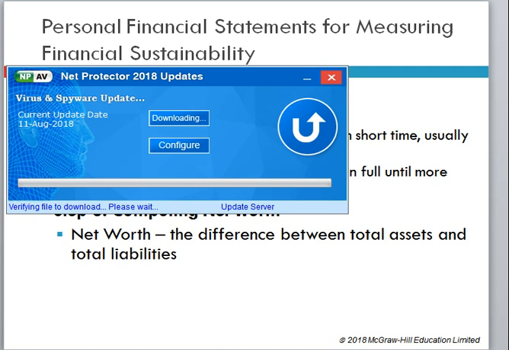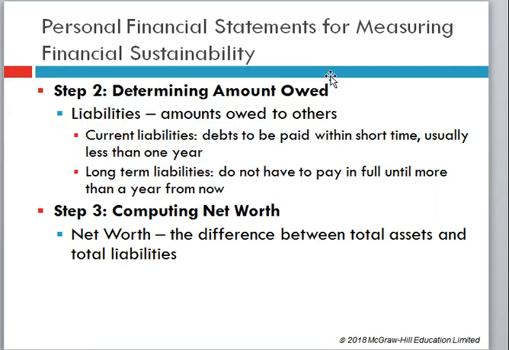Then next is liabilities. Liabilities are amounts you owe to others. Current liabilities are debts that you have to pay within a year. Long term liabilities are debts that go beyond one year. And step 3: you have now estimated your assets, you have now estimated your liabilities, subtract the two, and you'll get your net worth.